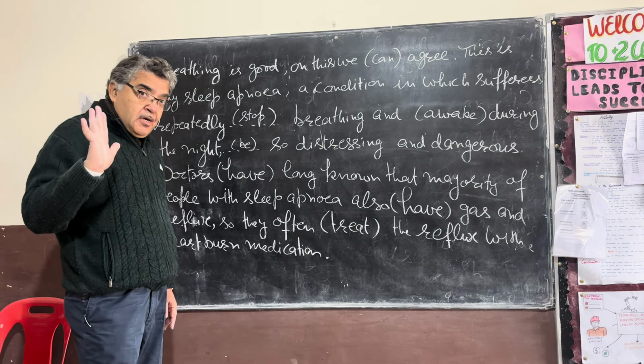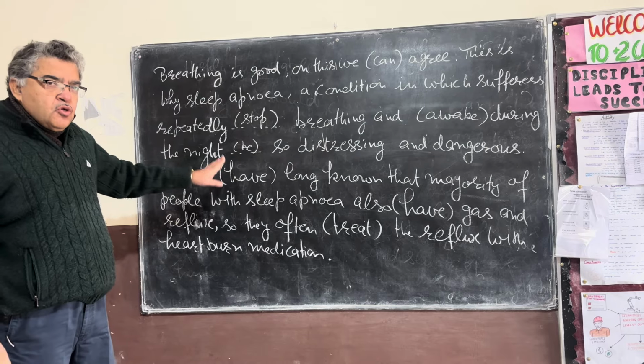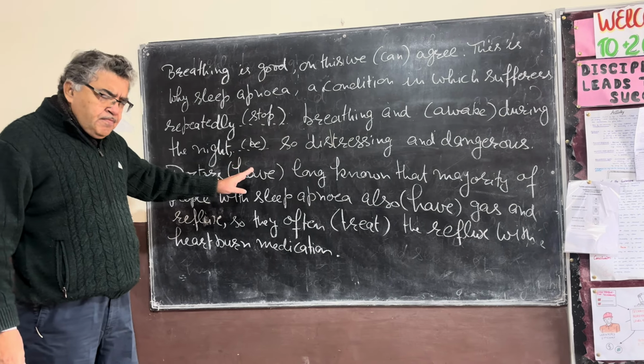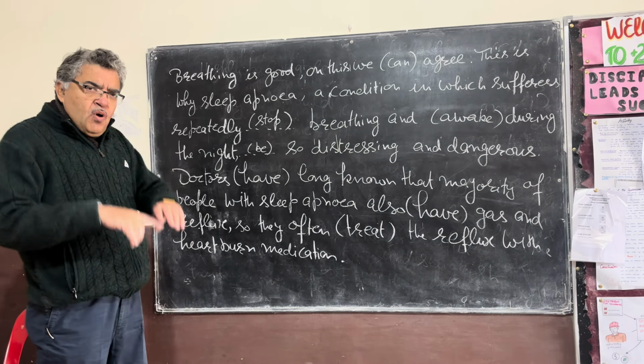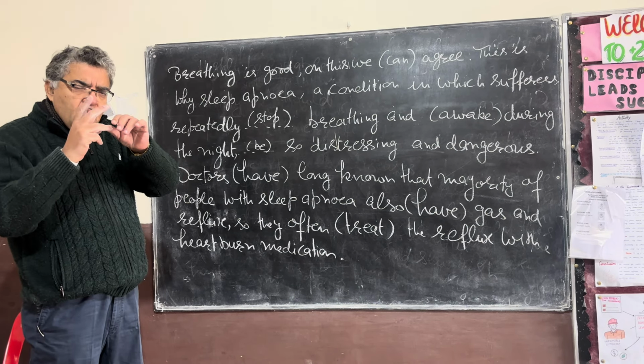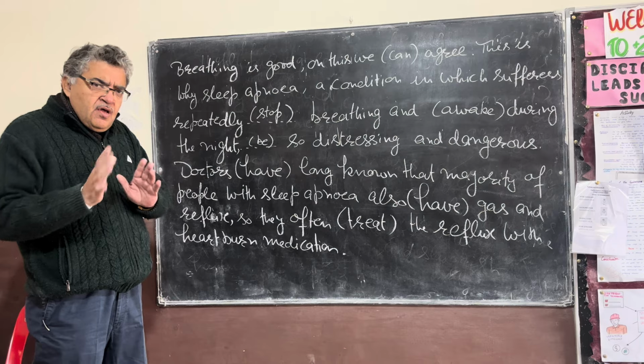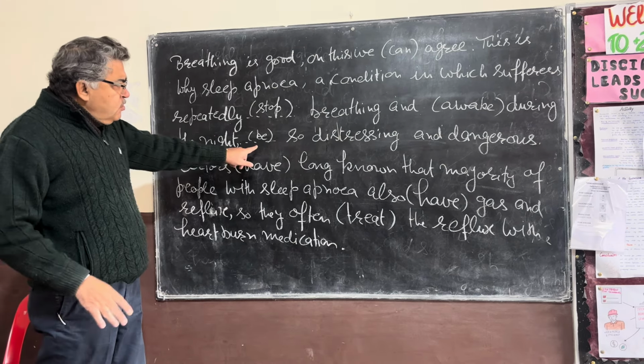Understood? So here we have to use the first form, and we have got four options with us. One is be, one is is, one is am, one is are. So which one will be used here? We will use is.